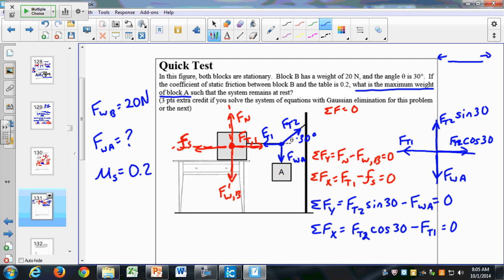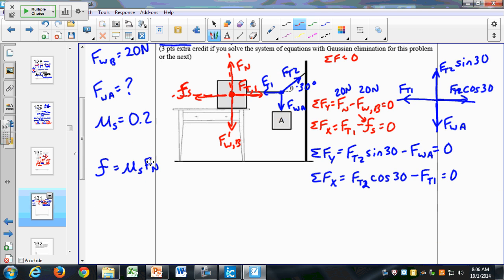Now I have a bunch of different unknowns in this, but I know some of the values. For example, I know that FWB is equal to 20 newtons. And because of that, I can also say that Fn is equal to what? I can say that Fn is also 20 newtons. I don't know what Fs is, but I know that Fs is equal to mu s times my normal force. So I can find this Fs right here, because now I know what the normal force is.